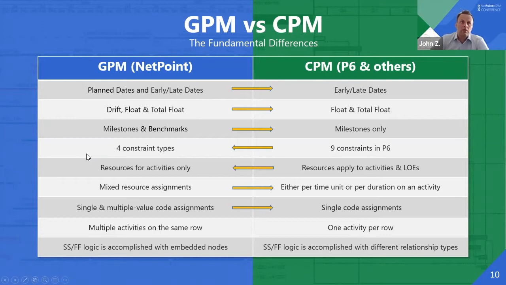So the top two are closely related. And Tim and Vivek talked about this this morning, but obviously one of the key features of NetPoint is the ability to use planned dates. And drift is really what facilitates usage of those planned dates. P6 does not allow for those. So if you have planned dates in NetPoint and you're going to P6, you need to comprehend that you're going to have some differences. Either your dates or your floats, there's some ways you can get around it, and we'll talk about those, but there are definitely differences.